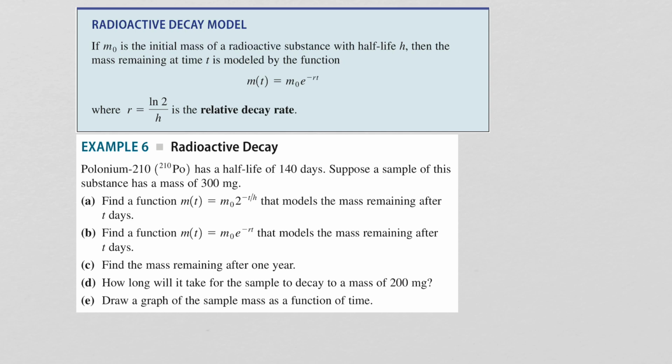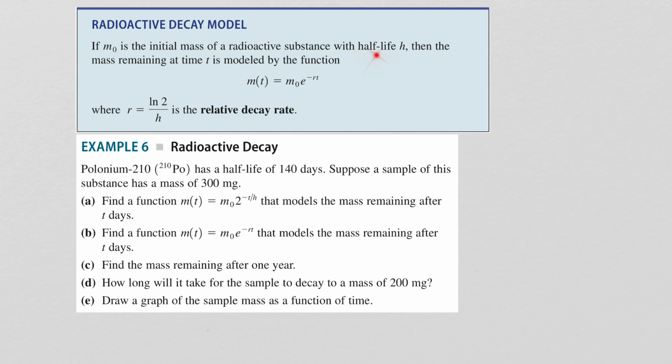Next, we have radioactive decay. If m naught is the initial mass of a radioactive substance with a half-life h, then the mass remaining at time t is modeled by the function m naught e to the negative r times t, where r is equal to the natural log of 2 divided by h. And again, h is the half-life.